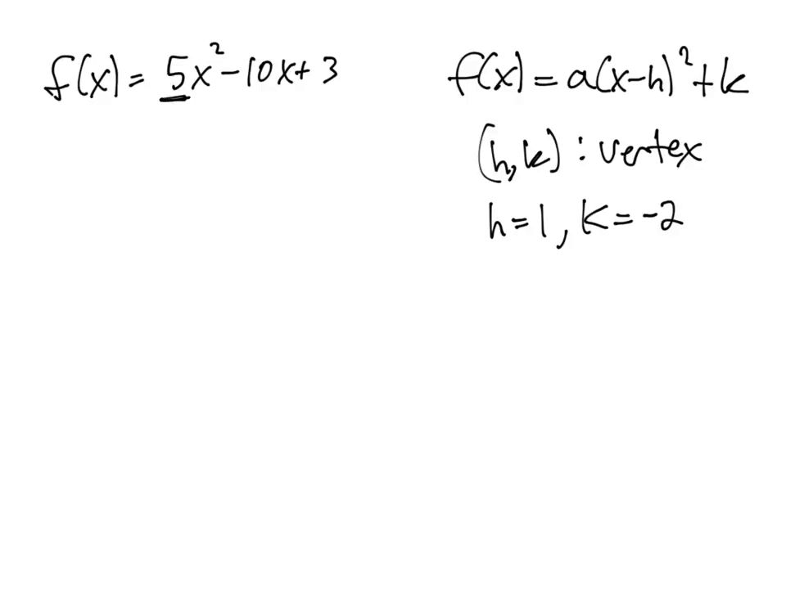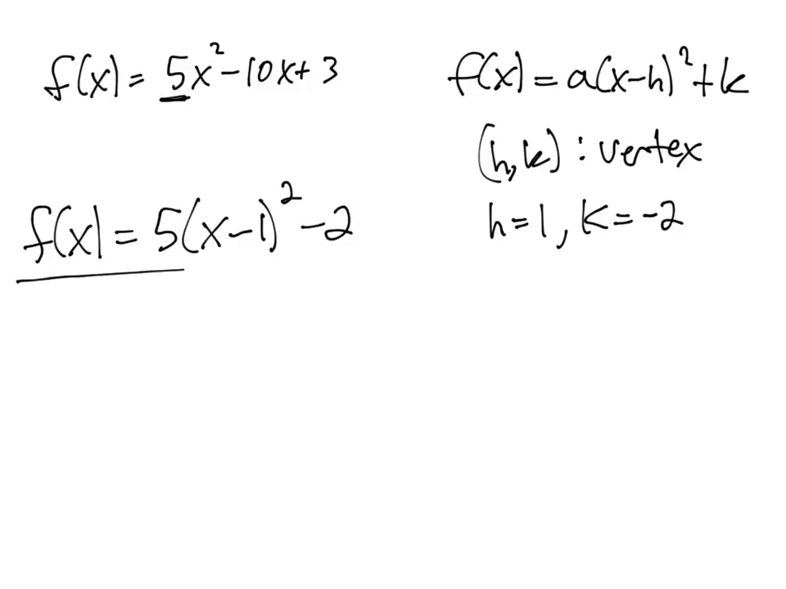And the a value is the same value as in the original function. So putting this into vertex form, we're going to have f of x equals 5 times (x minus the h value), so x minus 1 squared, plus the k value, so plus negative 2. So I can just write it like that. So that's the shortcut way to get vertex form.